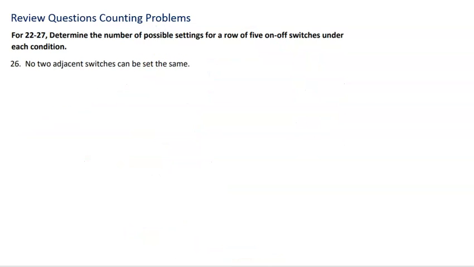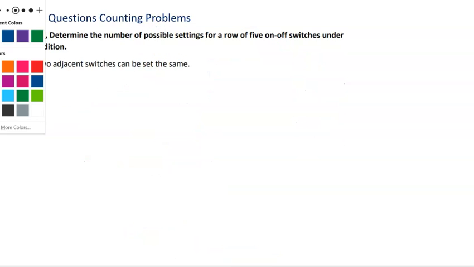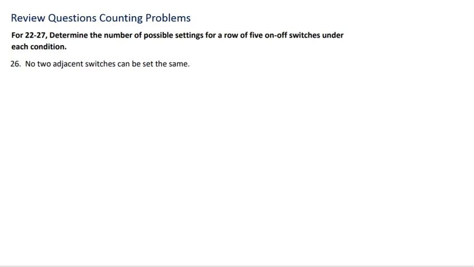Now, 26, the last one of these, and the last one for this video, and I'll move to another video, part 3, to finish up the problems. But it says no two adjacent switches can be set the same. Now, again, if we attempt to list our 5 switches, we might have a problem with the choice that we make before affecting the next one in line. So you may want to do a branch. Again, you can be on or off.